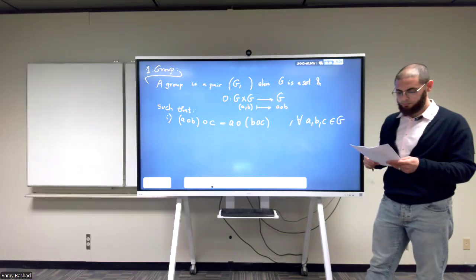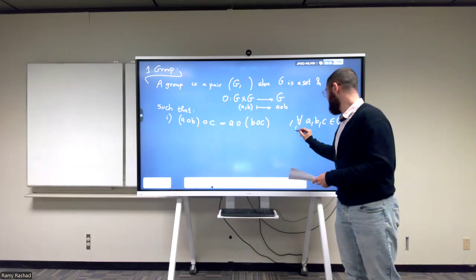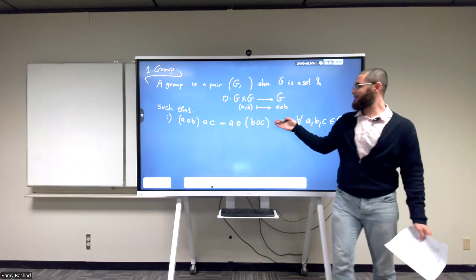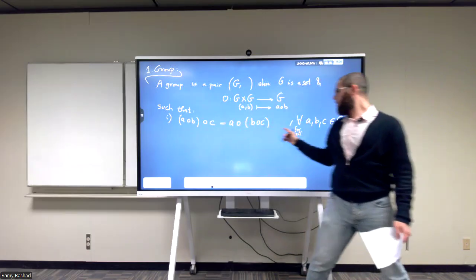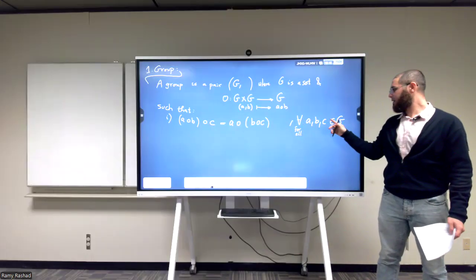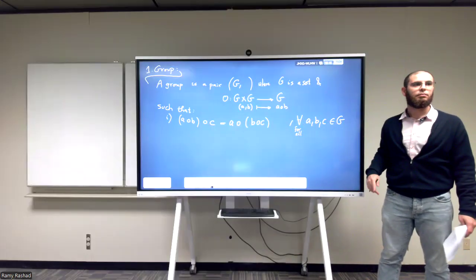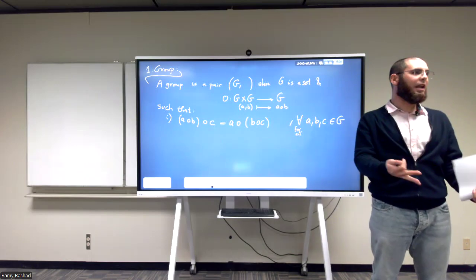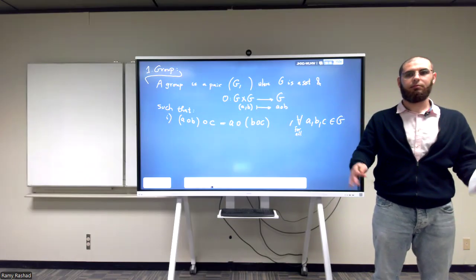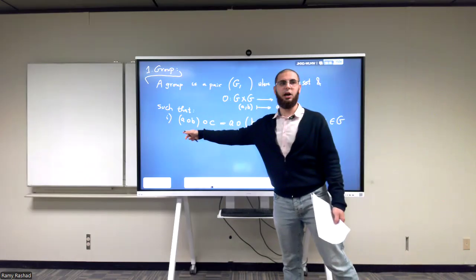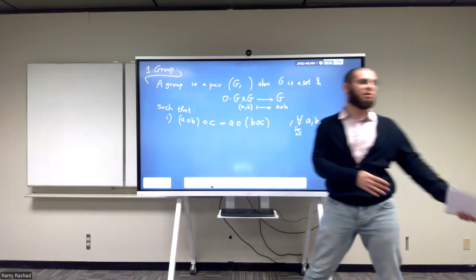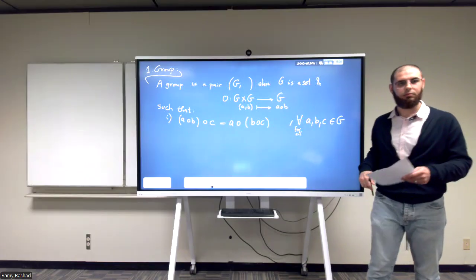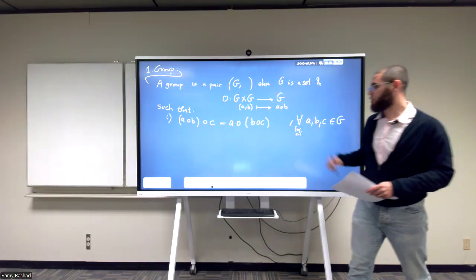And what is written here, this symbol, you can read as for all. So this identity holds for all A, B, and C that belong to G. Another way to look at it is that if I go to the set G and take any 3 elements, and I do this left-hand side and this right-hand side, I always get the same result. So it's always valid for all elements A, B, and C in G. Is that clear notation? So that's the first condition.